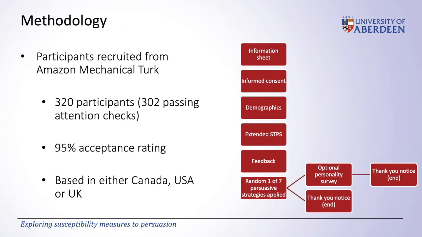To address our research questions, we conducted an online survey with participants recruited from Amazon Mechanical Turk. In total, 320 participants took part, with 302 passing attention check questions. All participants were required to have a 95% acceptance rating, and participants were restricted to being based in either Canada, the USA, or United Kingdom.